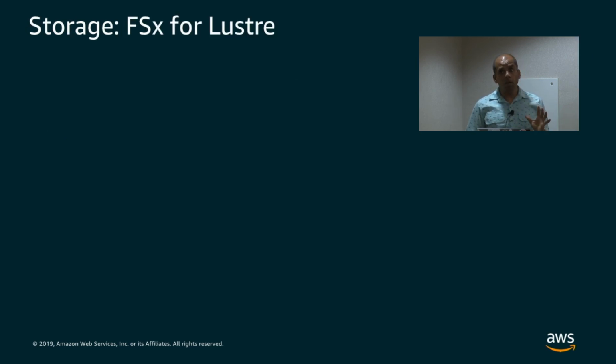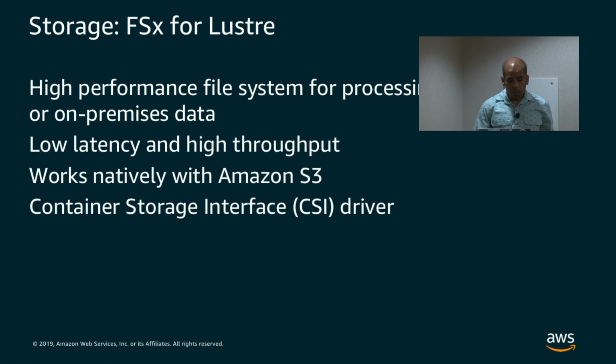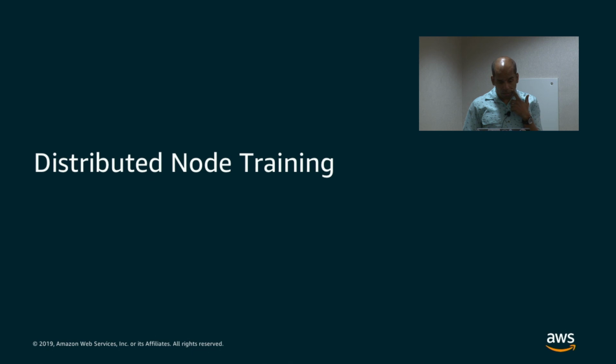The other part we were talking about is a high performance file system. FSx for Lustre is a file system that we announced at re:Invent last year. It gives you a very high performance file system, front-ending Amazon S3, so your data could be sitting in Amazon S3, but this is a front end to that. The way Kubernetes works is, anytime you're talking to a storage system, you need a CSI driver, or Container Storage Interface. So we wrote a CSI driver, which is out in the open source, that allows you to connect with FSx for Lustre from your Kubernetes pods. So that's what the distributed node training is.